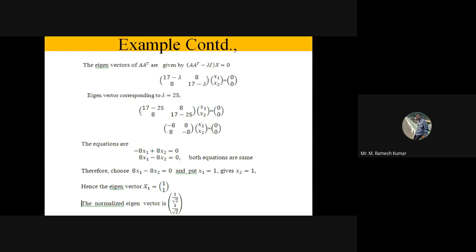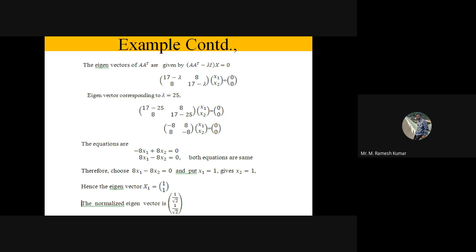But we need a normalized eigenvector. How do you find a normalized eigenvector? Simply take the modulus. That means the square root of 1 square plus 1 square, that is root 2. Divide by the same root 2 for the second number. So we get 1 by root 2, 1 by root 2. So this is the first eigenvector.